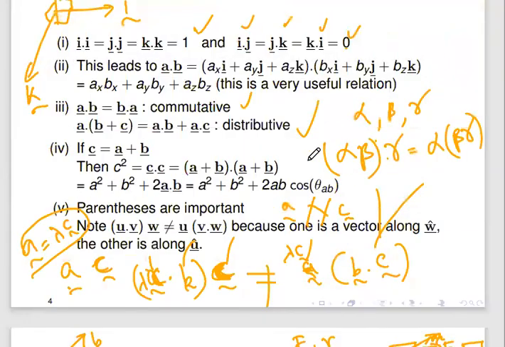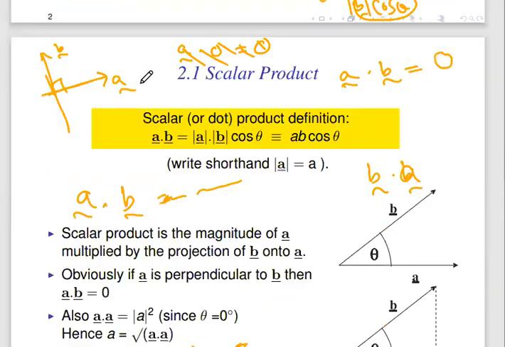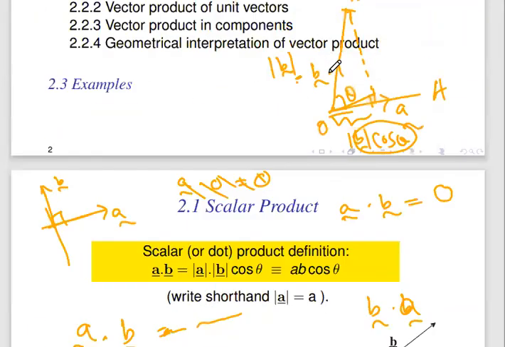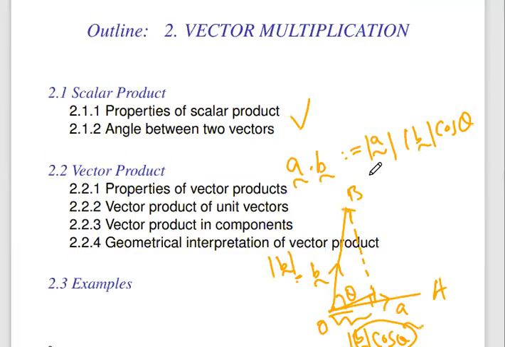So far we have discussed the scalar product. Look at the scalar: we operate on two vectors, we take the product of two vectors, and the resultant one would be a scalar, a real number, right?